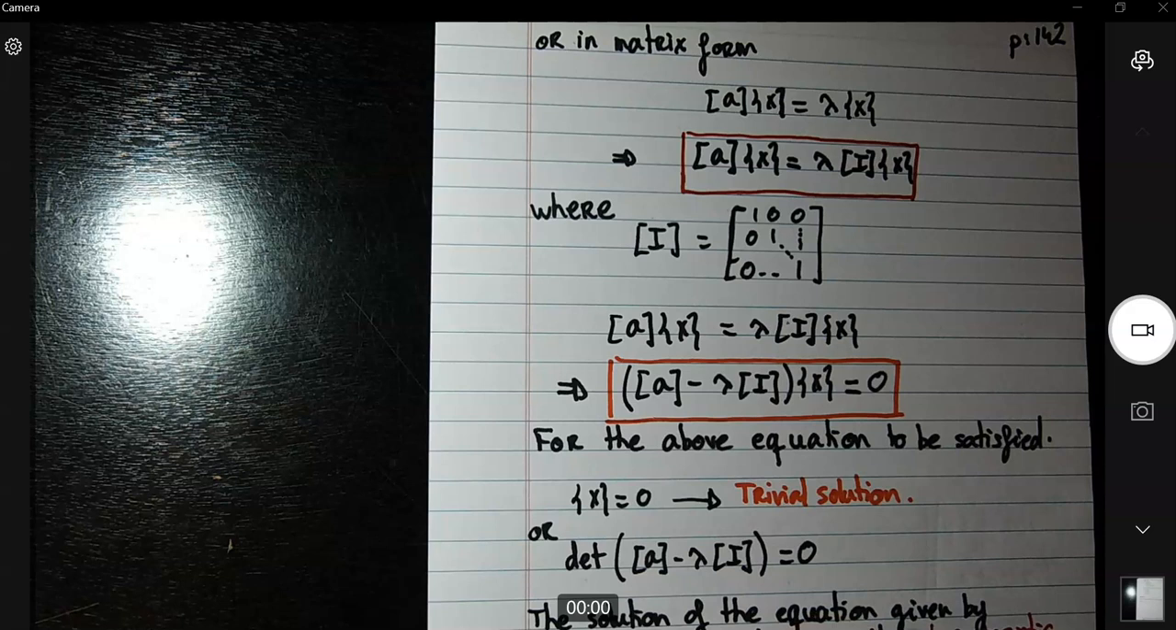Okay, so now solutions to that equation, which is the characteristic equation, yields the eigenvalues. Okay, so now that we have the eigenvalues, what do we need to do?